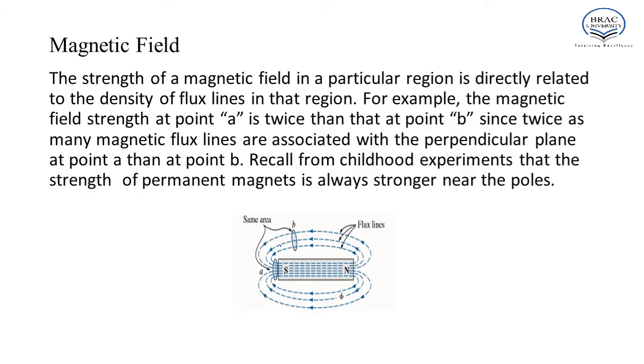The strength of a magnetic field in a particular region is directly related to the density of flux lines in that region. For example, if we consider the figure over here, the strength of the magnetic field at point A is twice that of point B. This is because the number of flux lines at point A is twice that at point B. At point B, there are 3 lines, whereas at point A, there are 6 lines. Hence, the strength of the magnetic field at point A is twice that of point B.